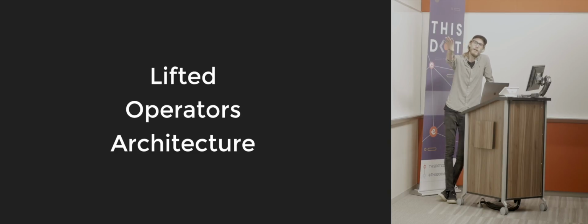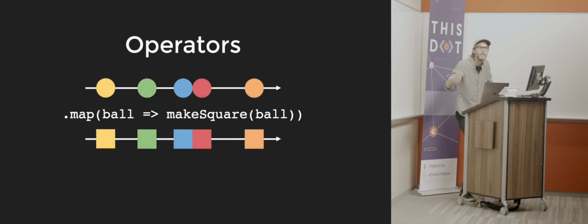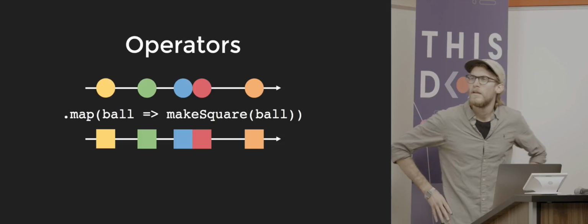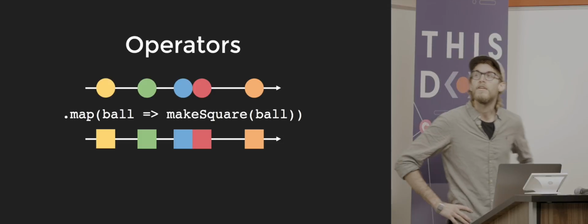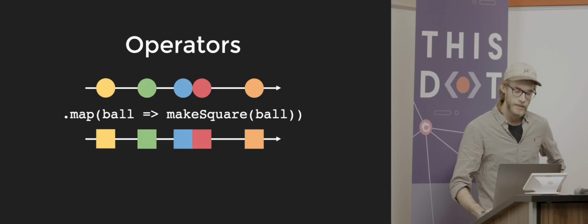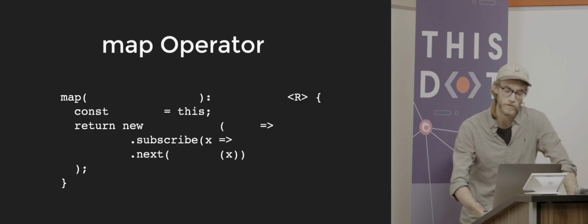Operators. We're talking about the things that you use to create new observables by applying some logic to them. In this case, the easiest scenario is the map operator. I feel like everybody really understands the map operator, could write the map operator if they needed to. So we're just going to go through how the map operator is written.